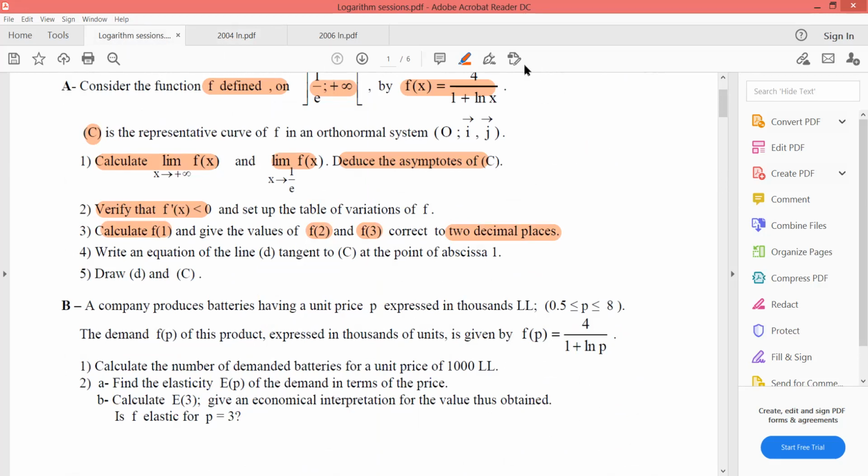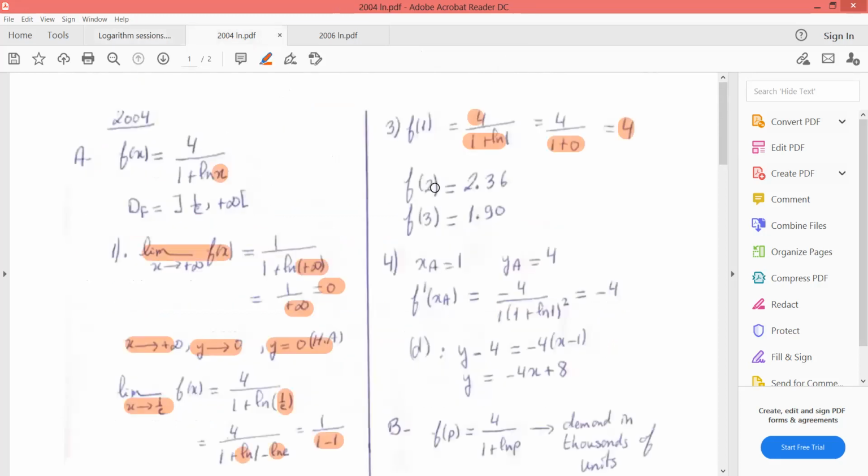f of 2, 4 over 1 plus ln 2, you use the calculator. You get f of 2 equal 2.36. f of 3, 1.90. Here we see that we have 2 numbers or 2 digits after the decimal.